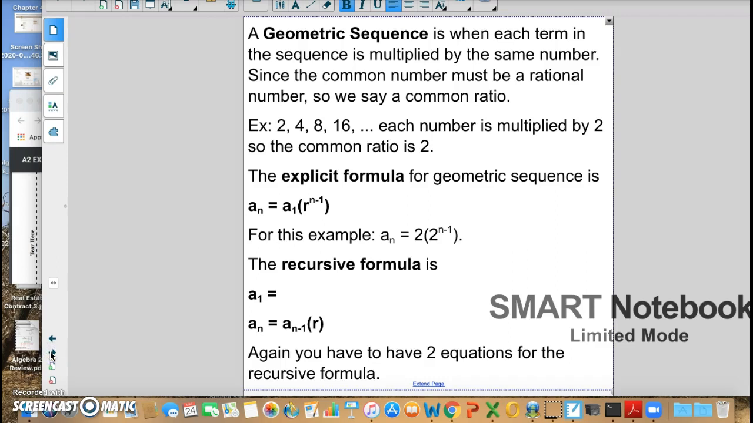A geometric sequence is when each term in the sequence is multiplied by the same number. Since the common number must be a ratio, we say it's a common ratio. So you have 2, 4, 8, 16. Notice that you're being multiplied by 2. This is the explicit formula. Okay. And then you have the recursive. Again, you use two equations for that.